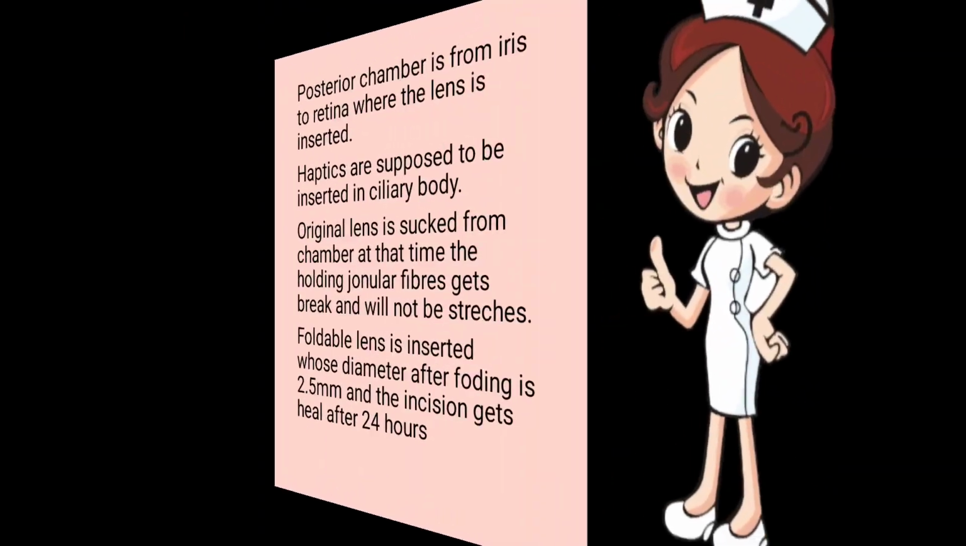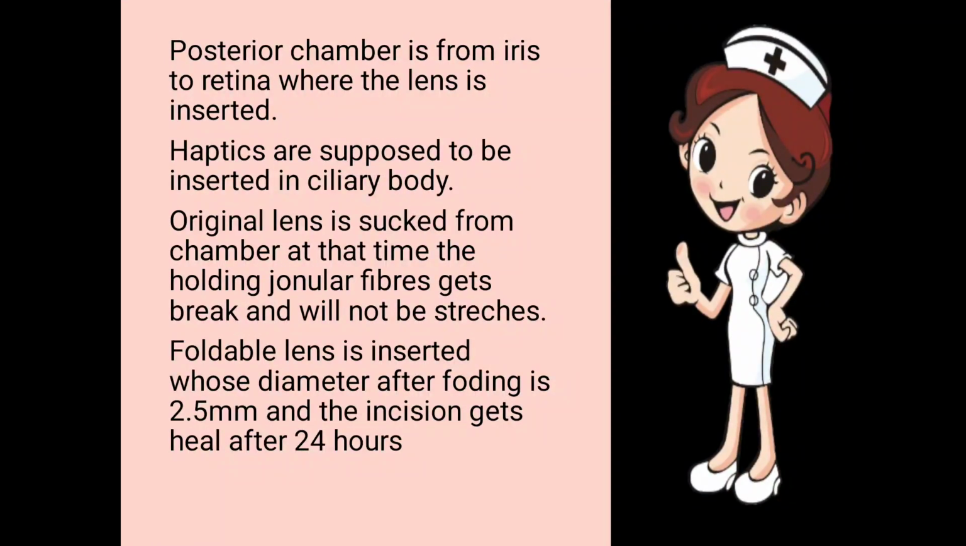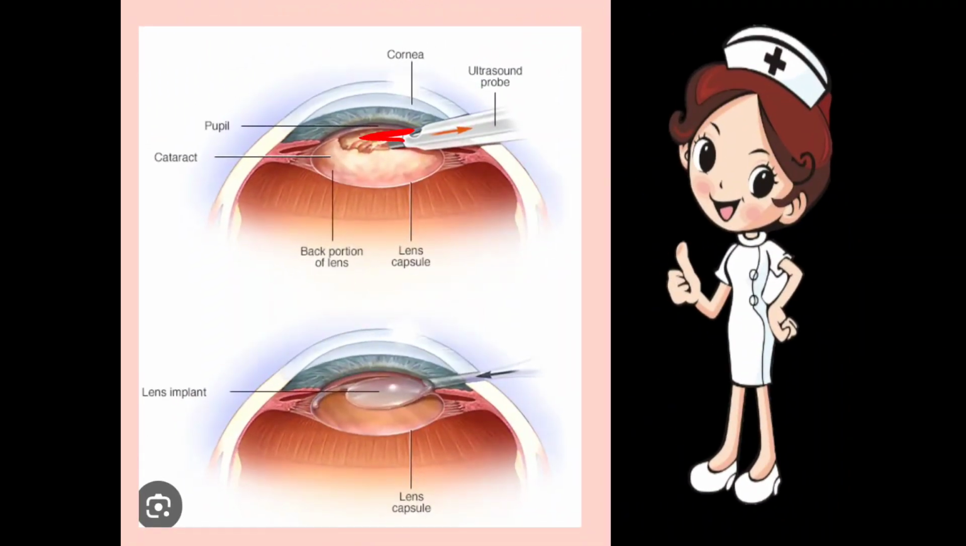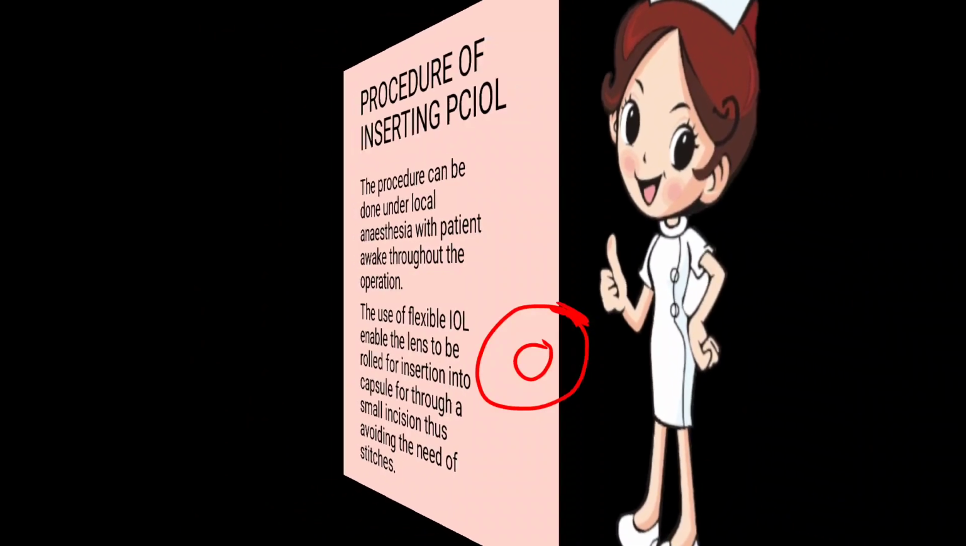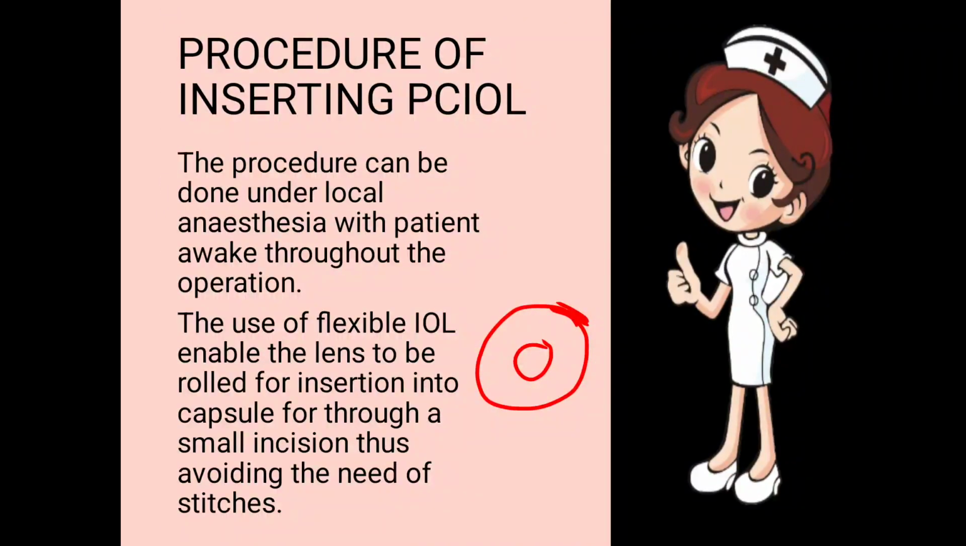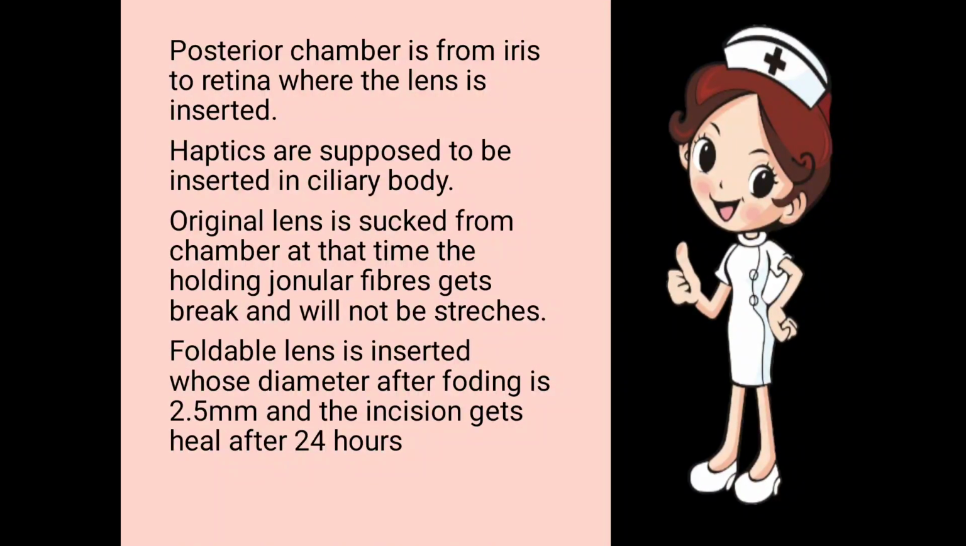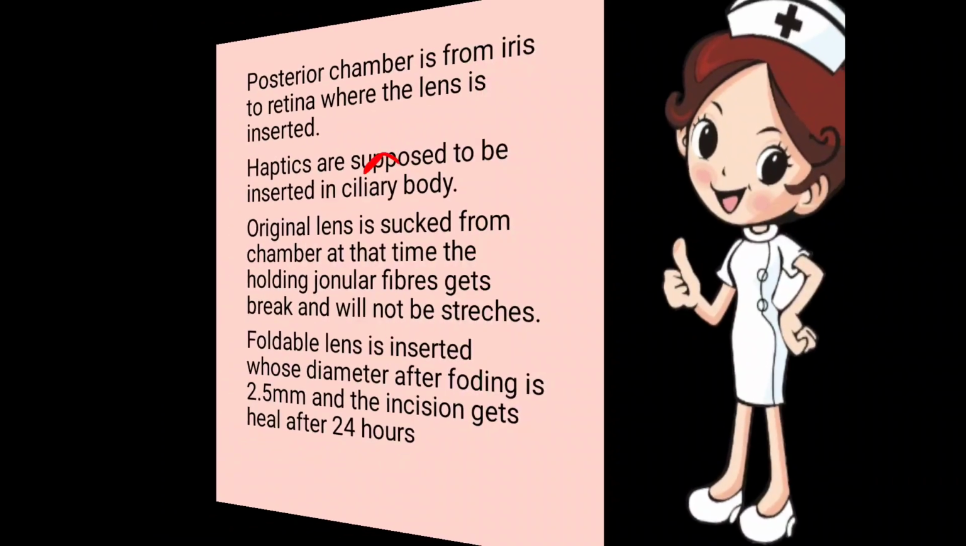Okay, next, the posterior chamber is from the iris to the retina, where the lens is inserted. As I have told you, the posterior chamber's location is from the iris to the retina. Now next, haptics are supposed to be inserted in the ciliary body. The original lens is sucked from the chamber at the time of holding. The zonular fibers break and will not be stretched.